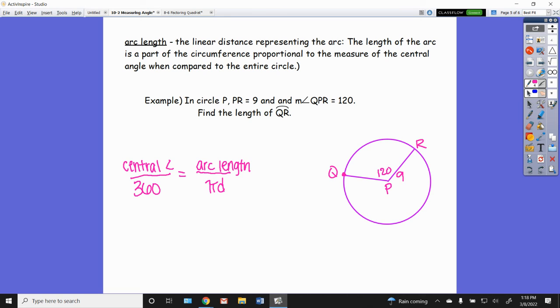Is it one? That's the measure. I want length. This is exactly why people fail this quiz. The measure of QR is 120. I want the length of QR. We have to set the proportion.